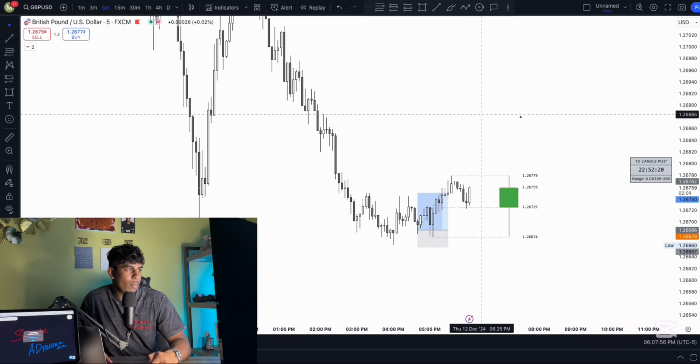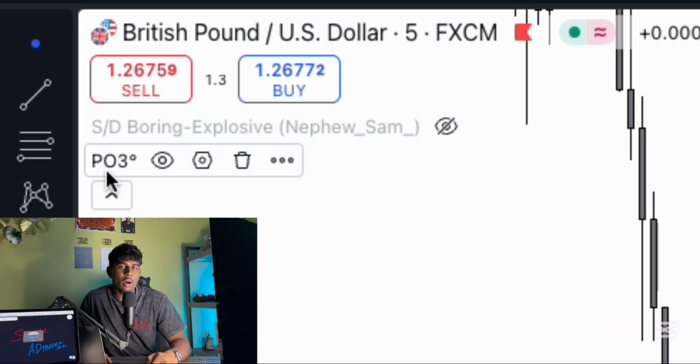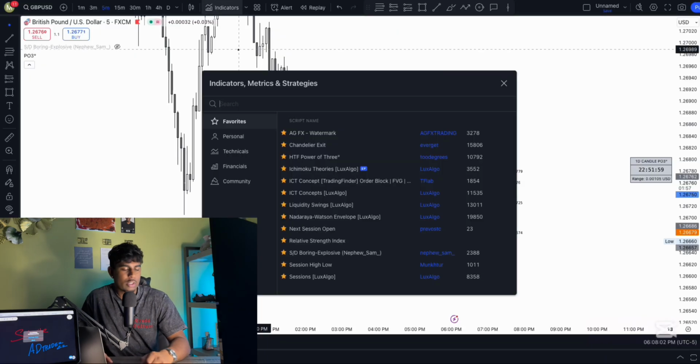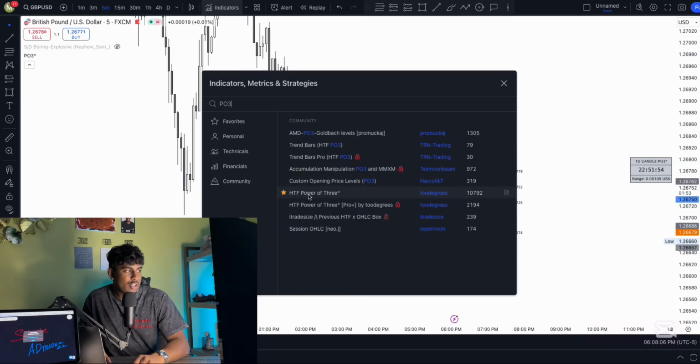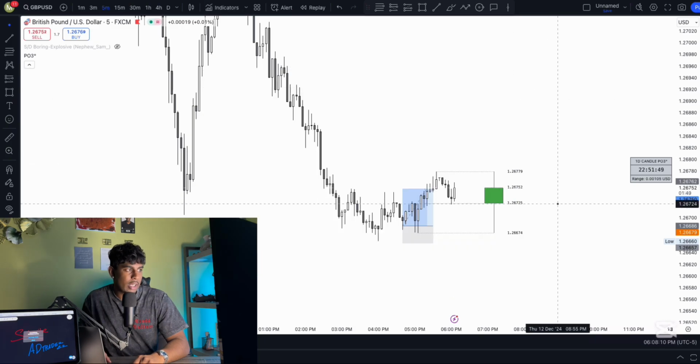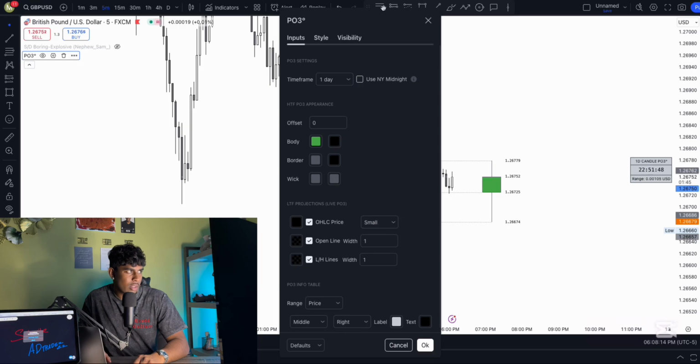And the next indicator we're going to be looking at is something that is very useful if you know how to use it properly. This indicator is called PO3, power of 3. You're going to go to your indicators tab and type PO3. It's called HTF power of 3, by 2 degrees. That's what the indicator is called. You're going to add it. No settings change. Just keep everything the way it is.